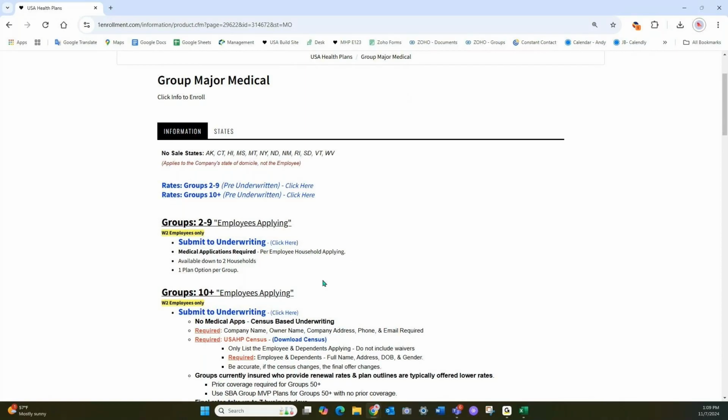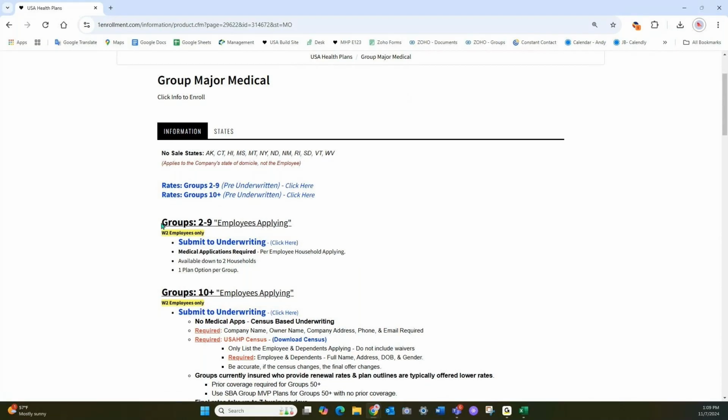Groups 2 to 9, we do need to take full applications on all of the employees. On groups 10 plus, we can do census-based underwriting. We don't need a single application on any employee, right? So the underwriting process and then enrollment process are different between groups 10 plus and groups 2 to 9. Otherwise, the actual benefits are the exact same. So don't feel like you're having to learn a lot of product here. I mean, it's one product, okay? Pretty simple.